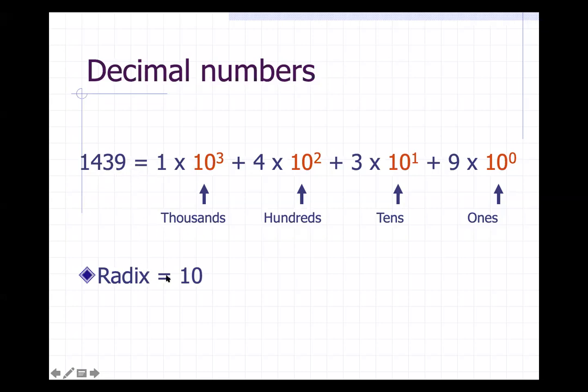This radix means this is the base. In the decimal number system, we use the base. Our base is 10. And binary base is 2, octal base is 8, and hexadecimal base is 16. Okay, so this is our decimal number.